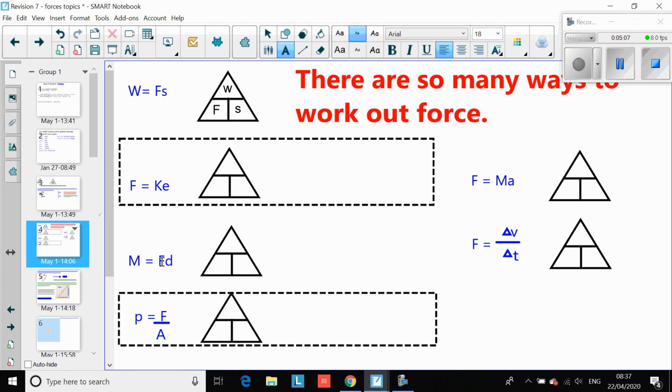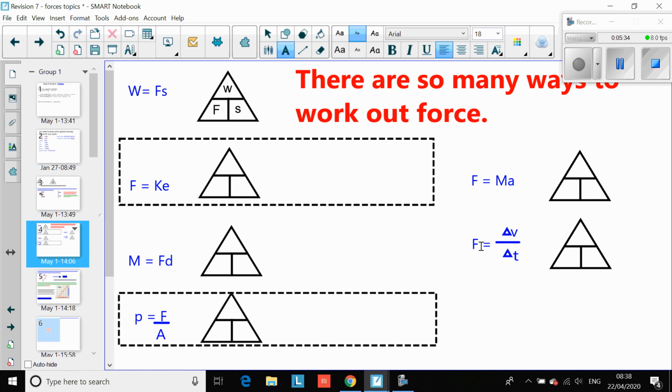We've got force here, MFD. What could that one be referring to? Have a think. P, well, we hopefully remember what P is. Normal P is actually pressure. So F and A, what could those be? M and A, force equals MA. That's probably one you are almost certainly going to come across.